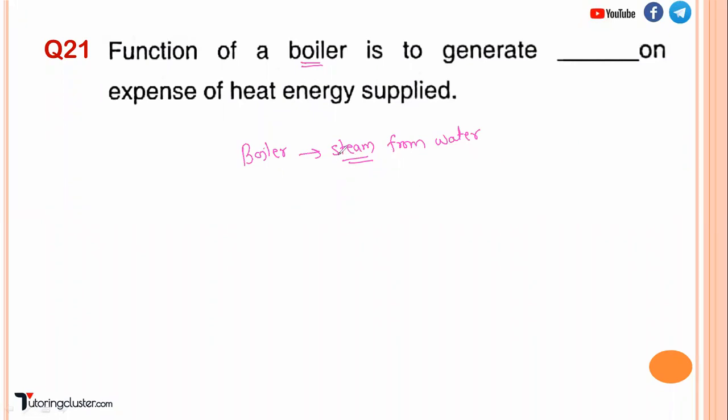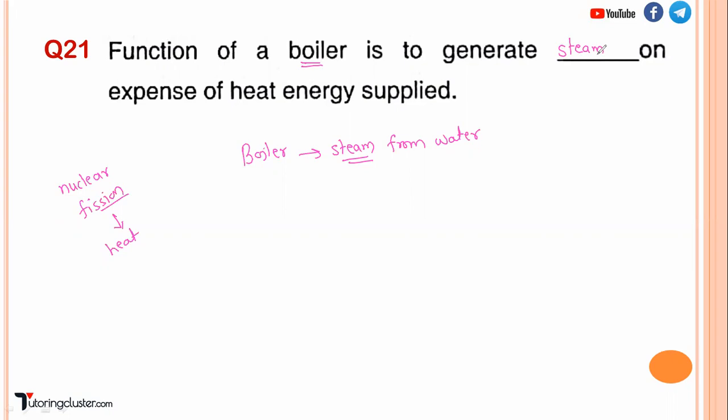In case of, let's say, a nuclear power plant, you are using uranium fuel. You are performing a nuclear fission to produce heat. That heat will be used to heat the water and to produce the steam. So the input to the boiler will be different. So what is the function of a boiler? The function of a boiler is to generate steam on the expense of heat energy supply.